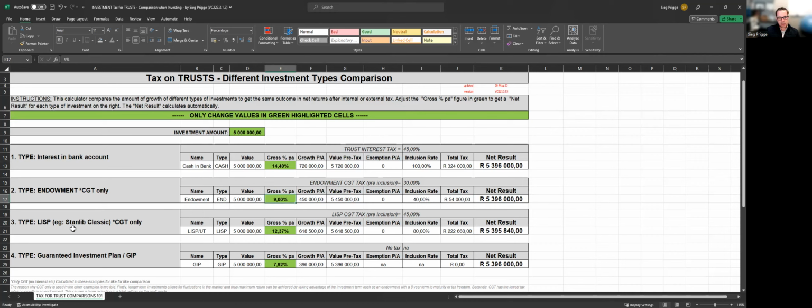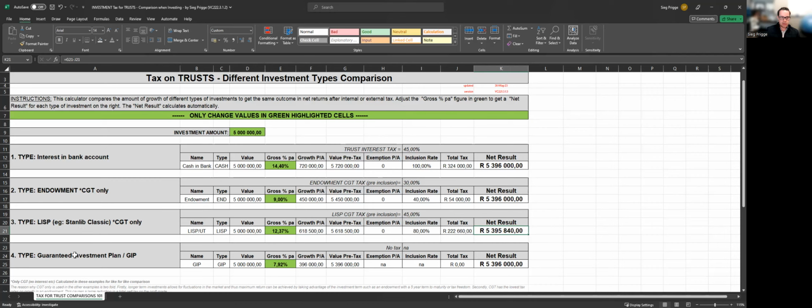Then the LISP, or the direct unit trust option, we can get the same return at the end with a 12.37% return, growth per annum of 618,000 in this case. An 80% inclusion rate gets used. Once again, this is not something I chose. This is a tax requirement on trusts and the capital gains tax that they pay. Then the 45% tax gets applied to this 80% inclusion, and that's 222,660 tax. That gives us this amount here, which is similar to those two net results.